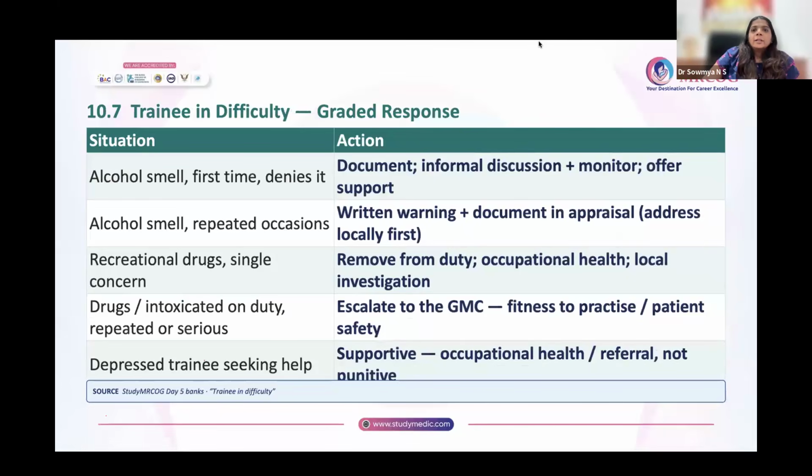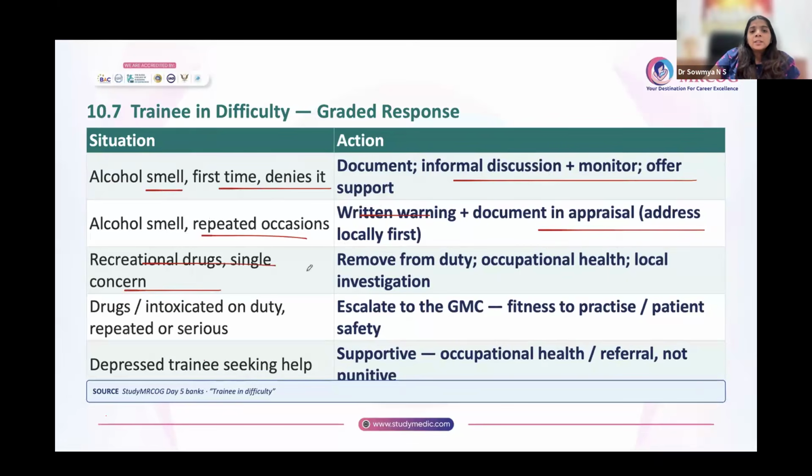Fine. Alcohol smells. This is a training difficulty, okay? Alcohol smell, first time denies it. You document informal discussion because the first time you have to document, offer support wherever it is required, and informal discussion. Alcohol smell, repeated, written warning, document in appraisal, and of course you have to address it to the educational supervisor and to the trainee as well.